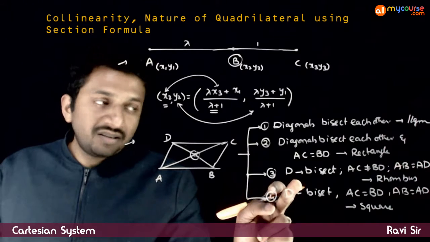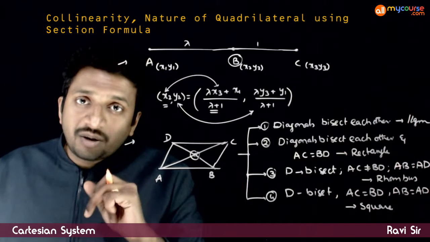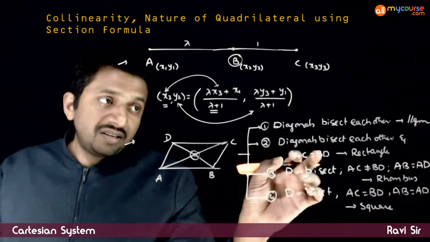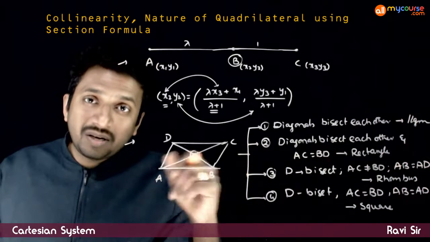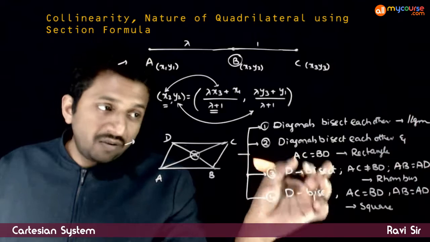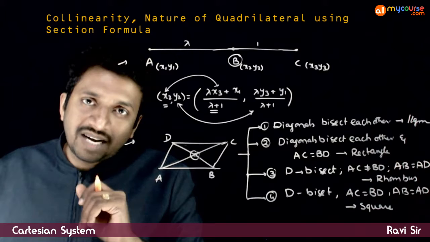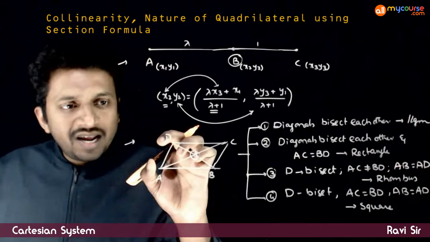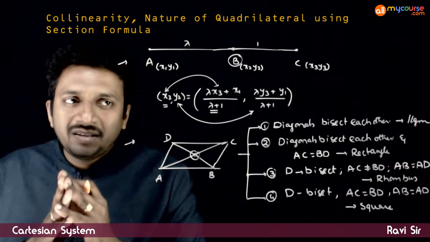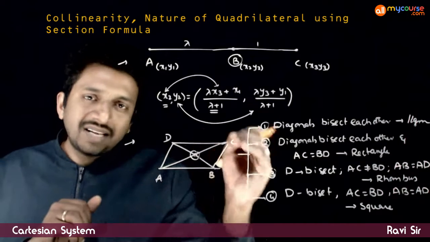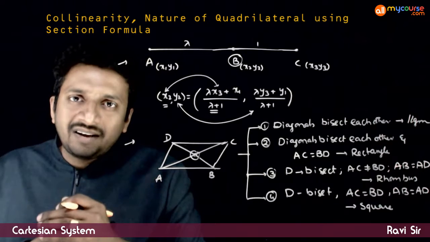If diagonals bisect each other, the adjacent sides are equal but diagonals are not equal, then it is a rhombus. If diagonals bisect each other and diagonals are equal but the adjacent sides are not equal, then it is a rectangle. If adjacent sides are equal, it becomes a square. If just diagonals bisect each other and no other conditions are satisfied, that is, diagonals are not equal and adjacent sides are not equal, it means the figure is just a parallelogram. So this is how you categorize the nature of a quadrilateral using section formula as well as distance formula.